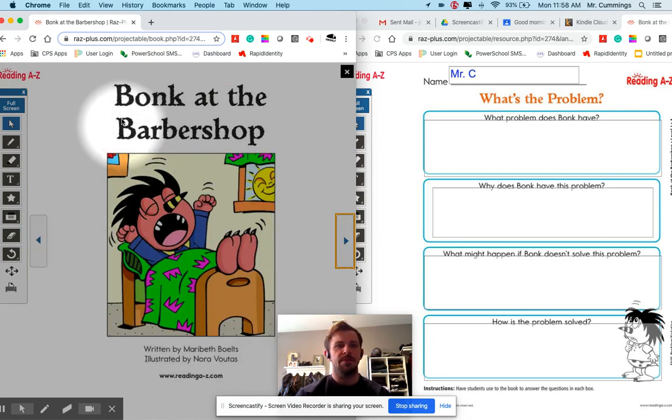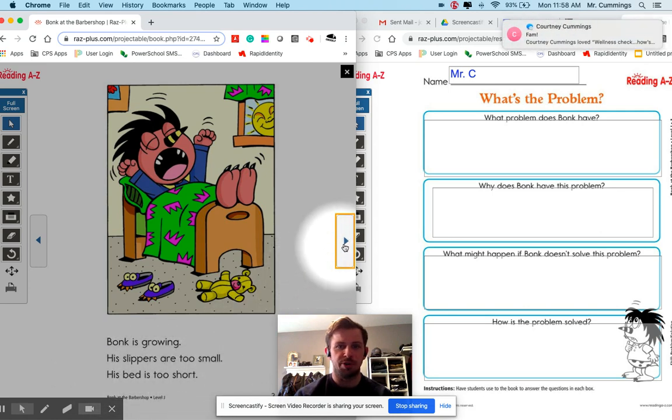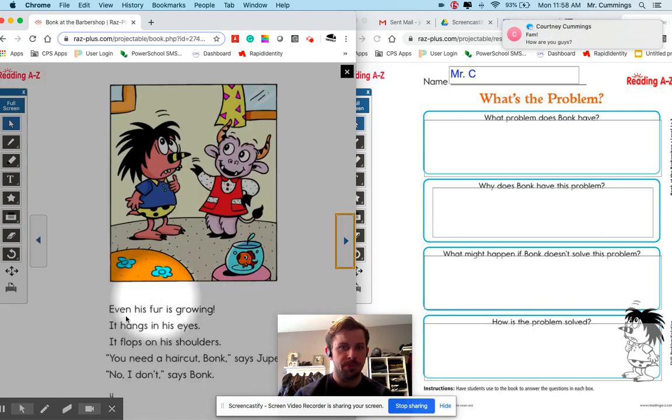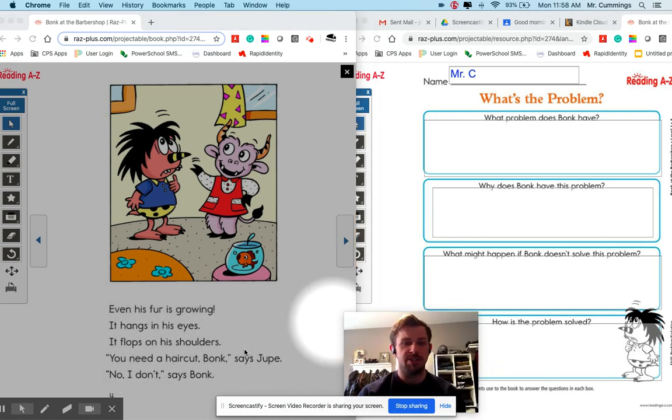Bonk at the Barber Shop. Bonk is growing. His slippers are too small. His bed is too short. Even his fur is growing. It hangs in his eyes. It flops on his shoulders. You need a haircut, Bonk, says Jupe.